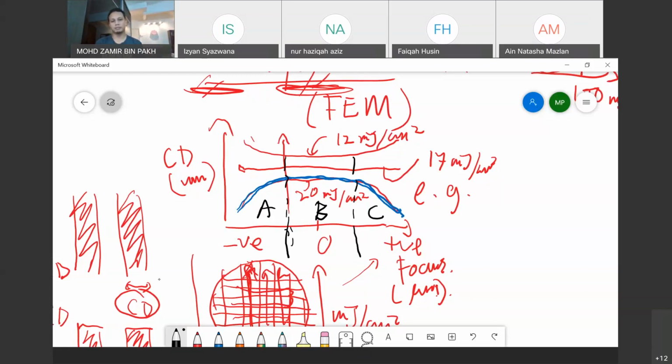A, C decreasing CD. Against exposure. Lira? What do you think? Incorrect. I don't know. Not sure. Not very clear? Anyone? Qingwei? Maybe C. Okay, maybe C.